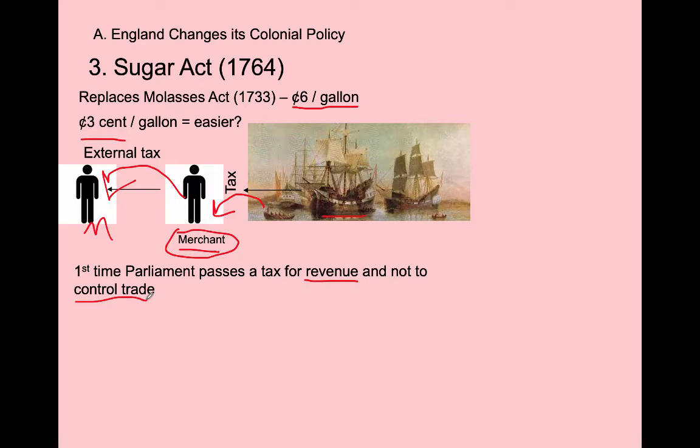And so the merchants in Boston and Charleston and any port you can think of, in Philadelphia and New York, they get mad about this because it's a little bit harder to sell their sugar, because now the prices have gone up, and that's going to cost them money.